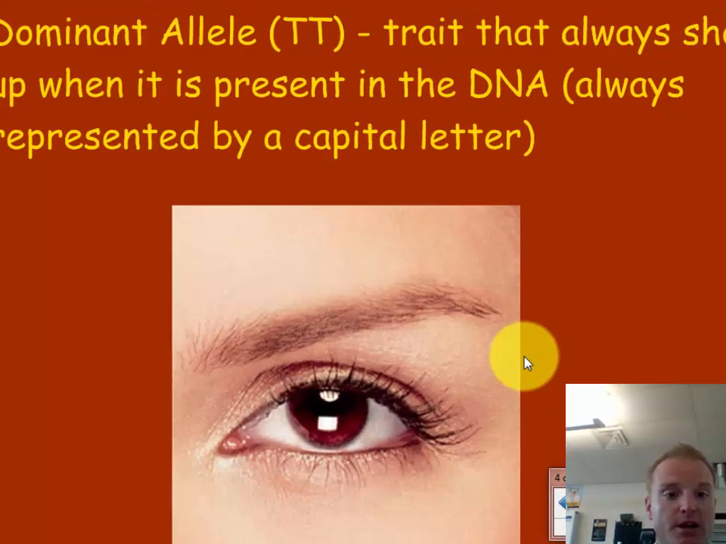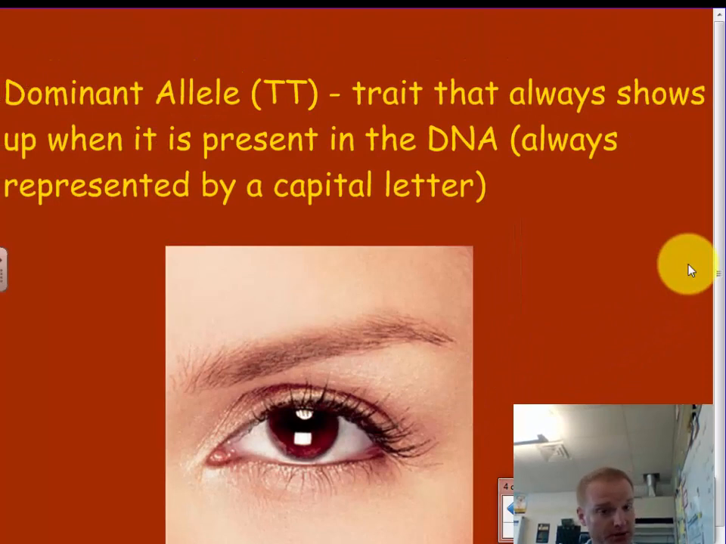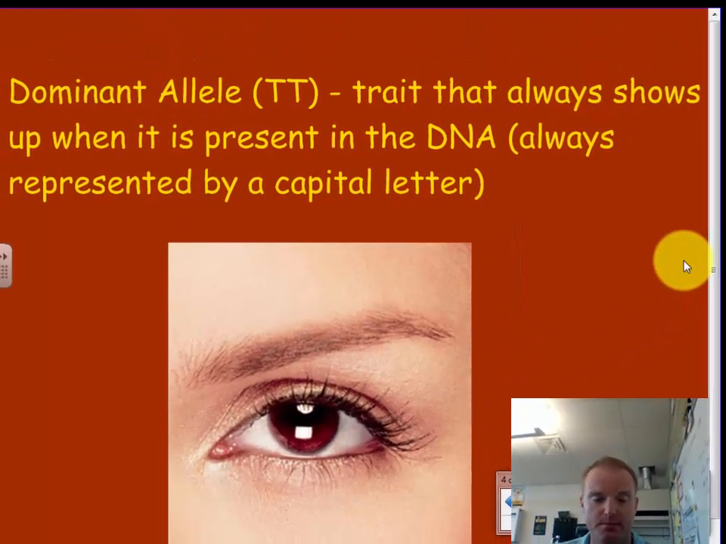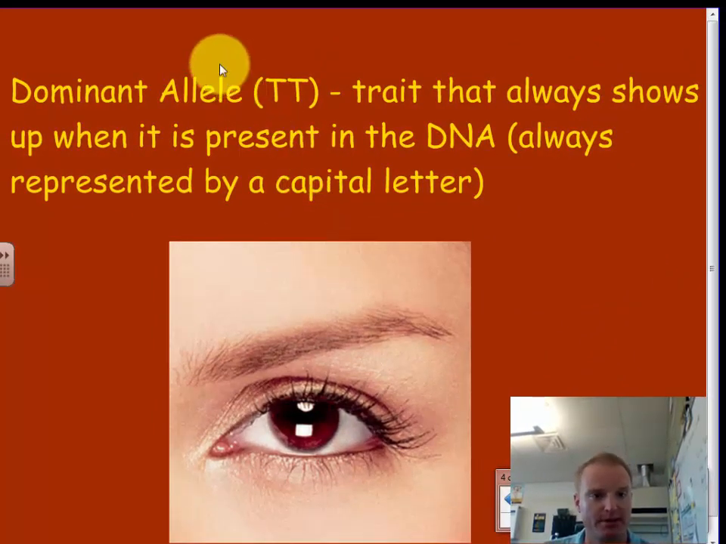All right, moving on. So when we have these different alleles, alleles can be dominant, and we show them with 2 capital letters. So a capital letter means that allele is dominant. So the trait always shows up when it's present in the DNA. So if you have at least one dominant, it's always going to be present. It's like brown eyes. Brown is dominant over green or blue eyes. So if you have at least one allele for brown eyes, your eyes are going to be brown.